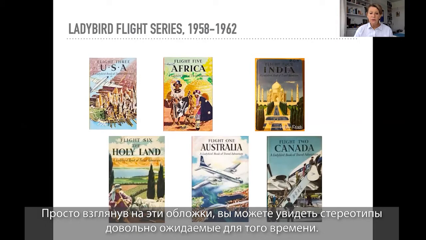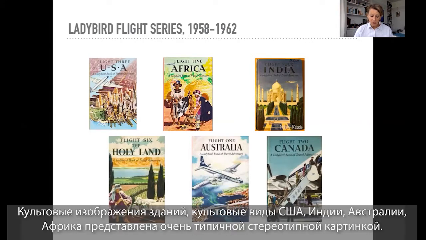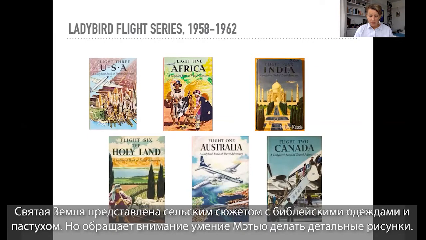Just looking at the covers here, I'm not looking inside the books, you can see the stereotyping of images that we might expect from that time. You've got iconic buildings for the USA and India, Africa is a very stereotypical image, and the Holy Land is a pastoral scene. But Matthew's skill is in his detailed drawings.